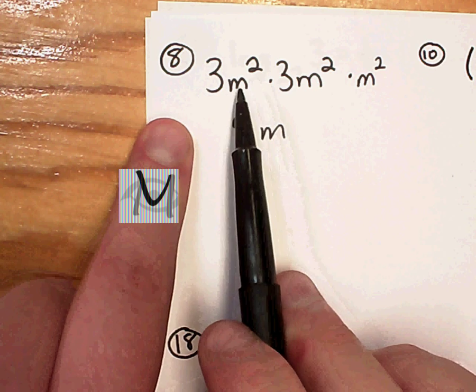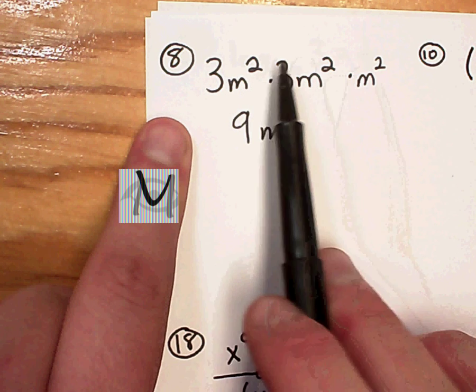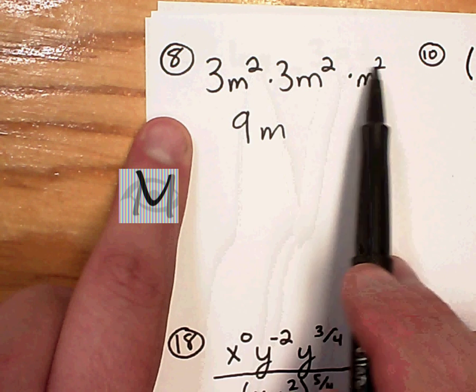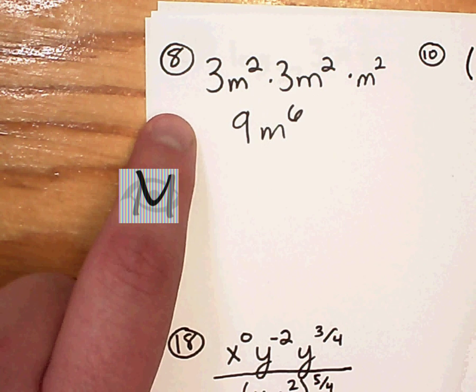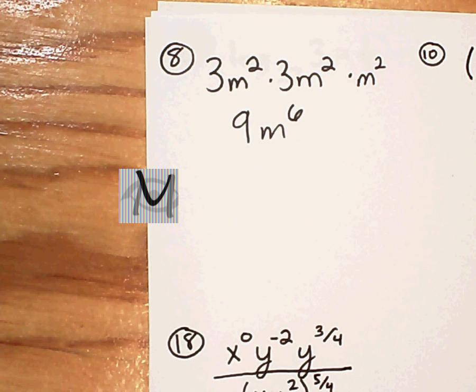And what we do with these variables, since they're multiplied to each other, you're going to add the exponents. So 2 plus 2 plus 2 is 6. 9m to the 6th power is your answer.